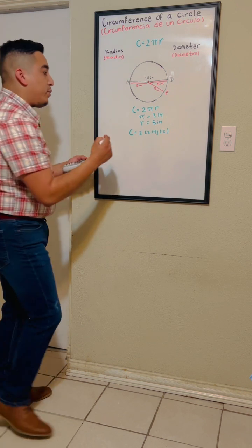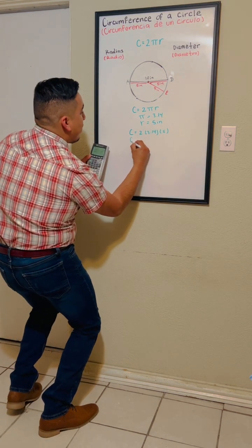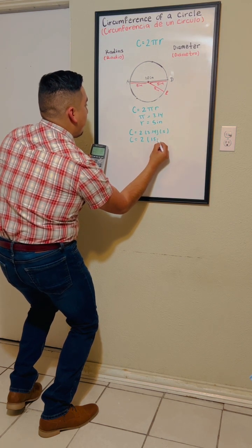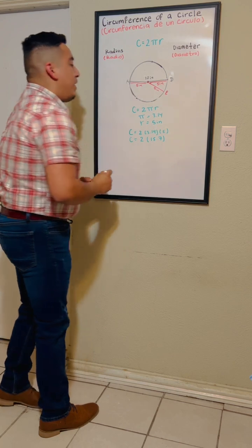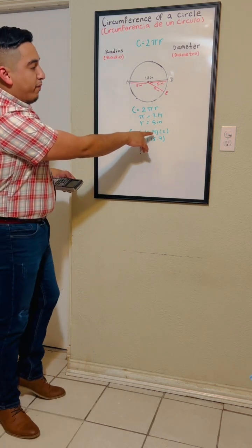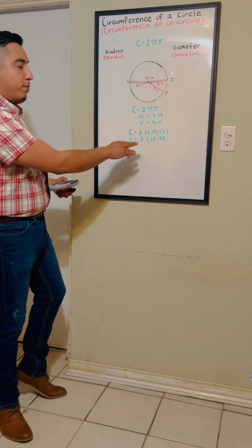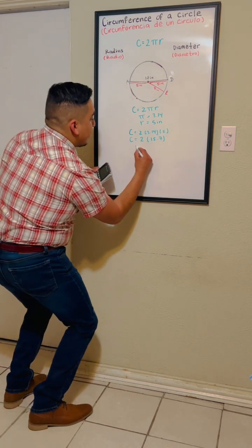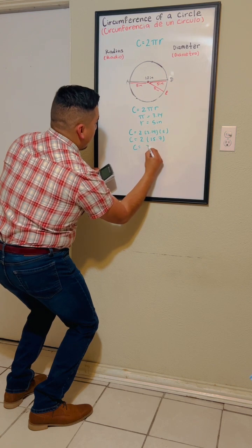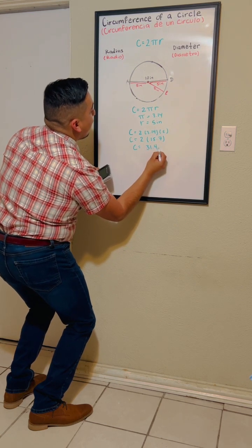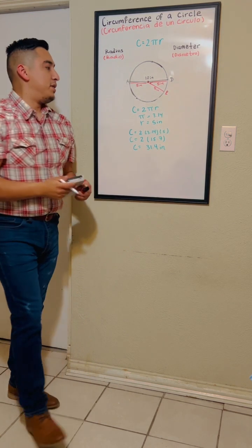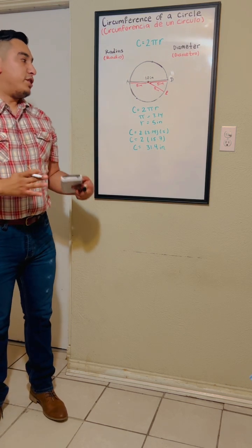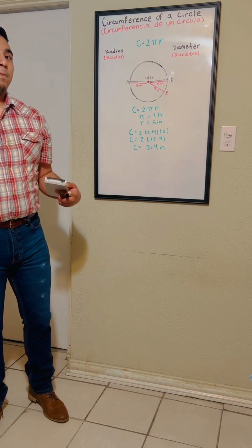All right, so as we knew from before, we have the circumference is equal to 2 times 15.7. And that's when we multiply 3.14 times 5, we get 15.7. Then we multiply it by 2, and then at the end we get the circumference is equal to 31.4 inches. So this is saying that the circumference of the circle is 31.4 inches.